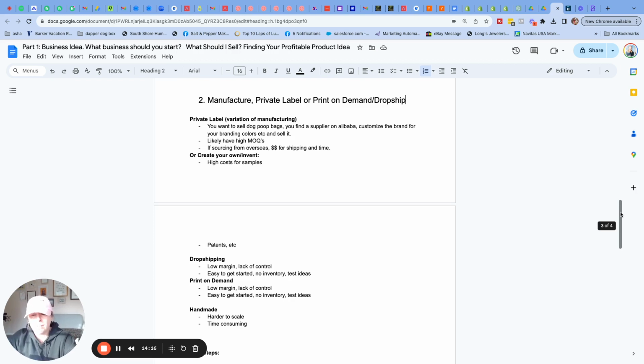So print on demand is really good, especially if you're wanting to sell hats, sweatshirts, t-shirts with designs on them. Really, they make it so easy. But again, lack of control, low margins. The same thing as drop shipping. It's the same pros and cons. The pros of print on demand are that you don't have to hold inventory. They ship it for you. Easy to get started, easy to test ideas. The negatives are lack of control and low margins.